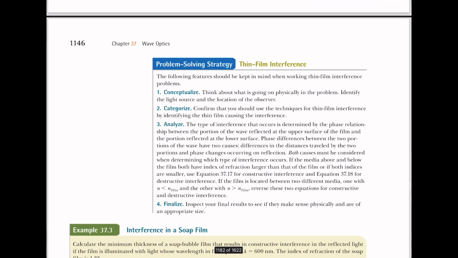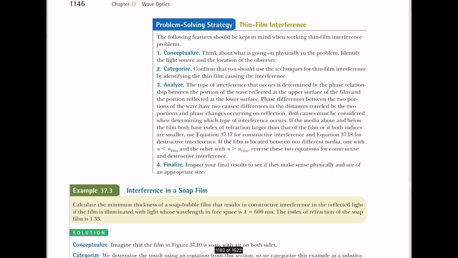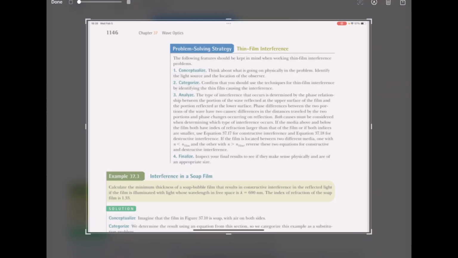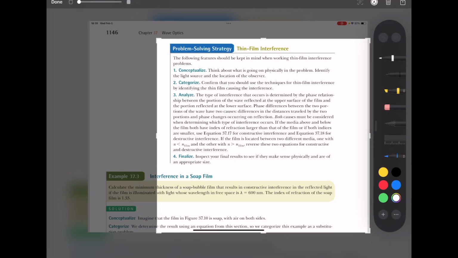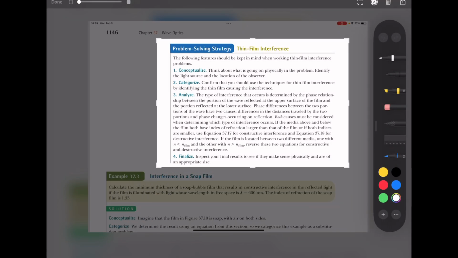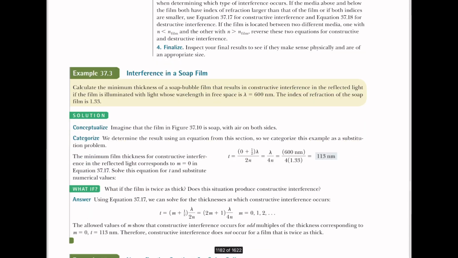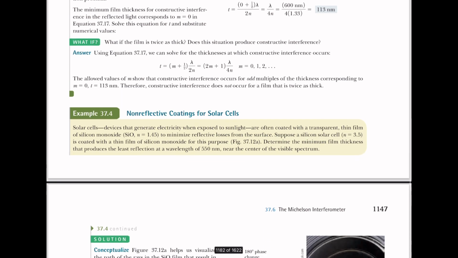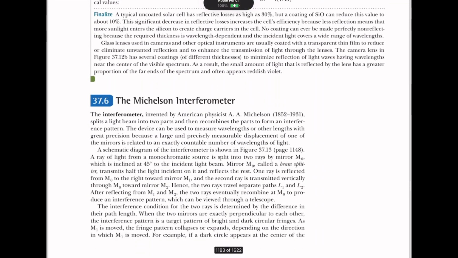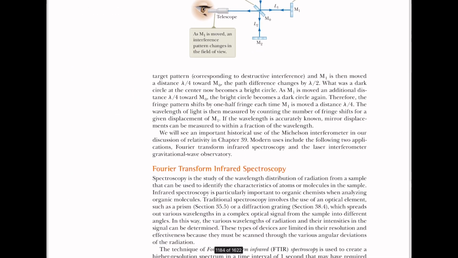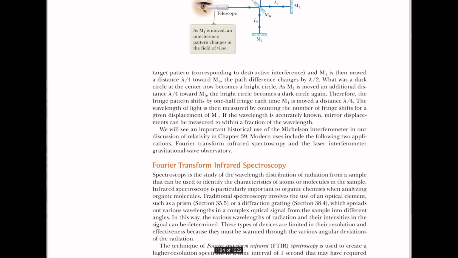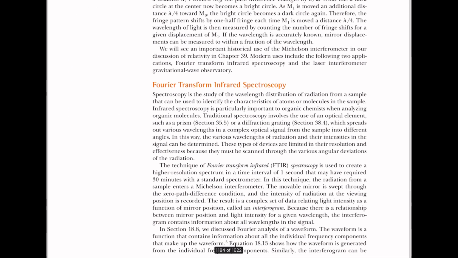Newton's rings, thin film interference pattern, problem-solving strategy. This looks important. I'm straight up going to screenshot this and read this before going to sleep because this to me looks important. Problem-solving strategies. Interference in a soap film, non-reflective coatings, the Michelson interferometer. Oh my goodness. That is the timer, and we end off with the last section, Fourier transform infrared spectroscopy.